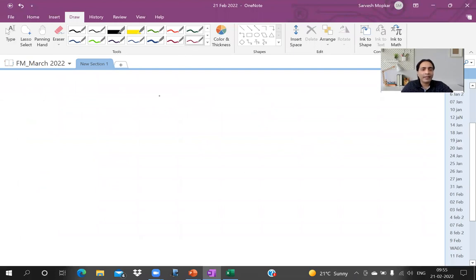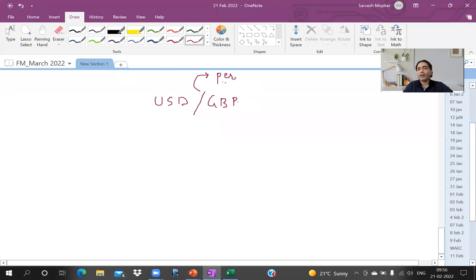When I say USD / GBP, what does it mean? What is the meaning of oblique? Oblique means per. All of you know, right? Per unit. USD divided by GBP. So the meaning of this USD / GBP is amount of USD per unit of GBP.